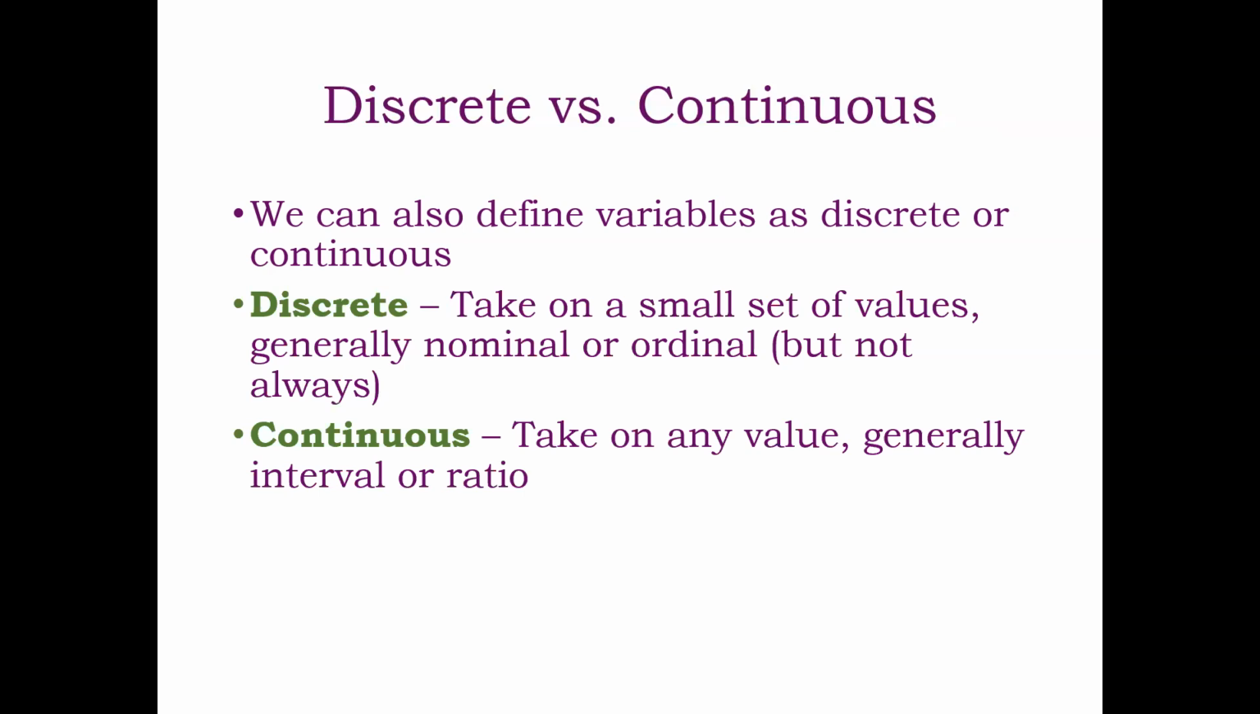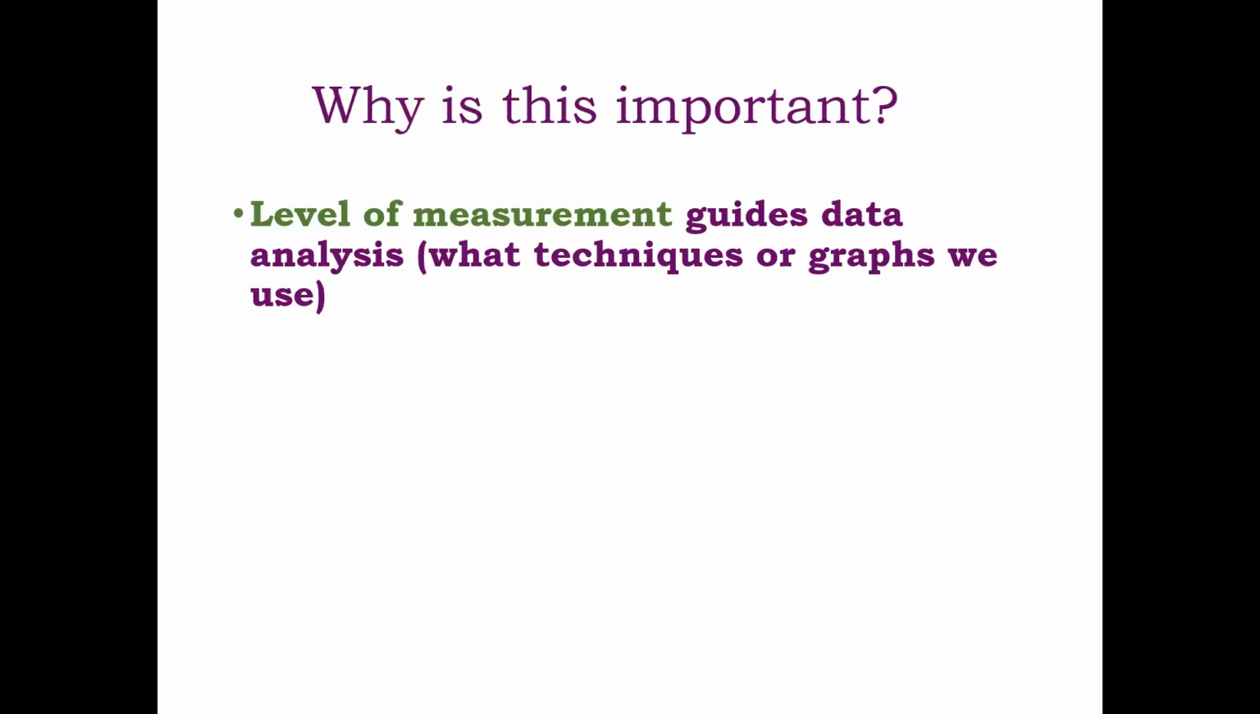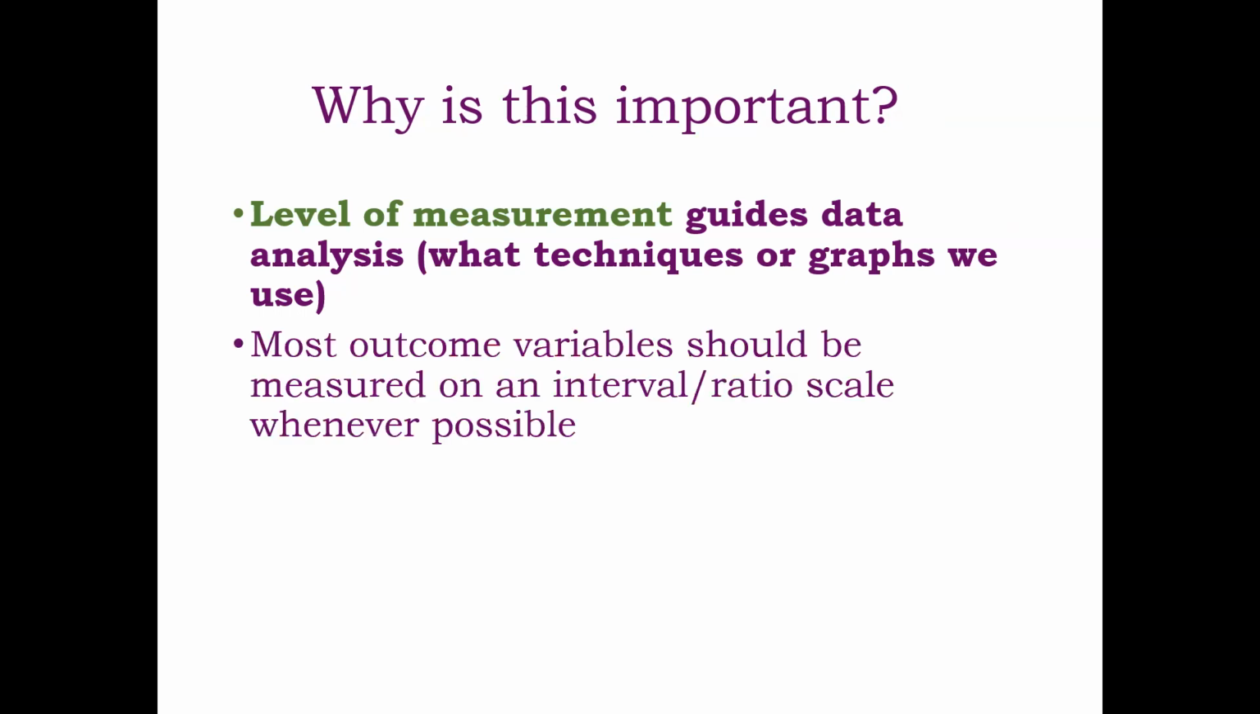So if you have the mindset test, you have a total mindset score. I don't remember exactly, but say there's 6 items times 5, you could have anywhere from 6 to 30, right? And you can add and subtract, you can get the mean, and so forth. So this is really important because level of measurement guides data analysis, what techniques or graphs we use. And we're going to get into that right now, with graphing.